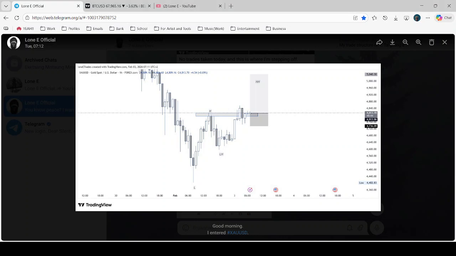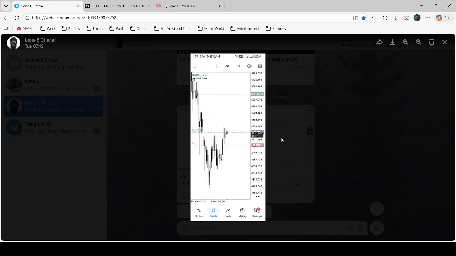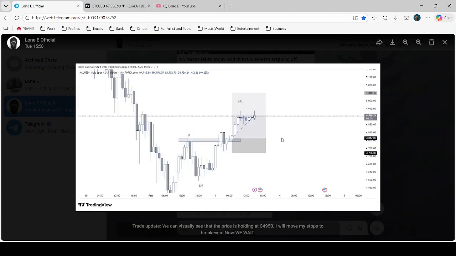So the first trade was on gold. As you can clearly see, the market created this low, it created this high. After creating this high, it created this lower high. After this lower high was created, I was expecting the market to create a higher high. So then I executed this trade on gold.